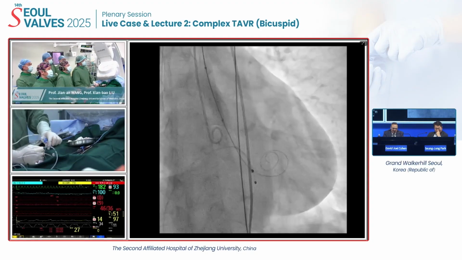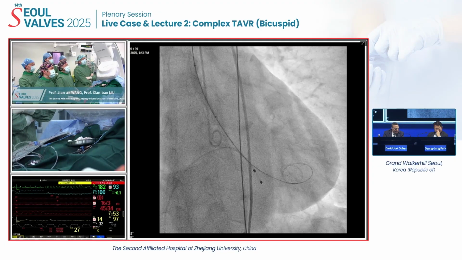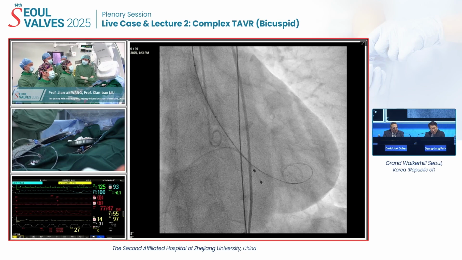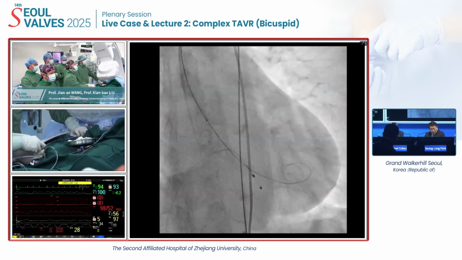Sometimes it's very difficult to stabilize the balloon during inflation. It means the pacing is not fast enough. Maybe 200. So now the blood pressure is recovering, so don't worry too much. Okay, so we have to increase the pace rate.